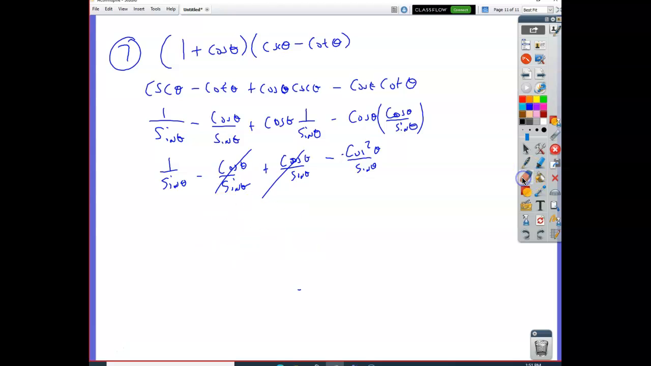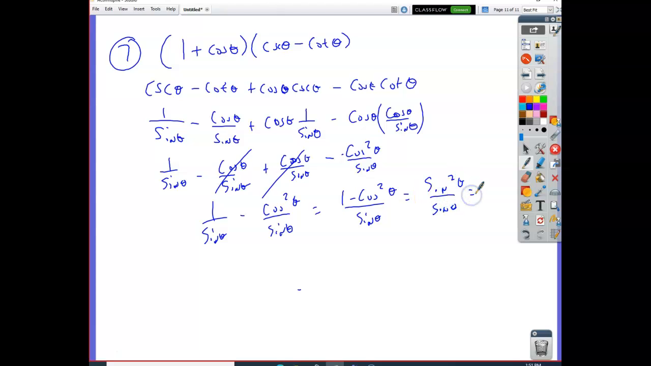Slow down, you got ahead of me. So 1 over sine theta minus cosine squared theta over sine theta, right? Since they have a common denominator, you can write it like that. And then 1 minus cosine squared theta is sine squared theta. Anytime you have 1 minus cosine squared, it simply is sine squared theta. And then you simplify from there.